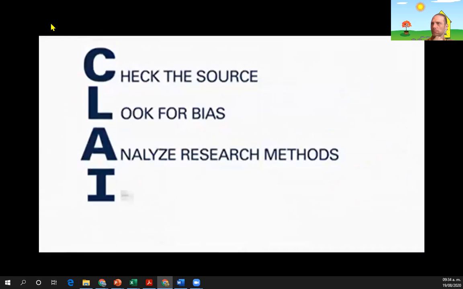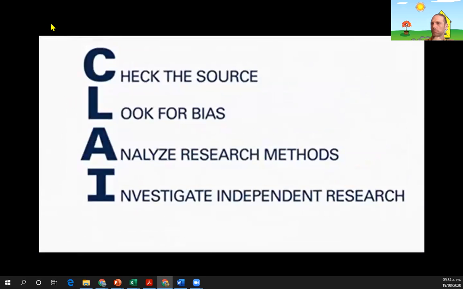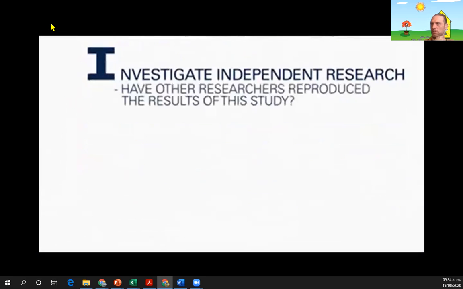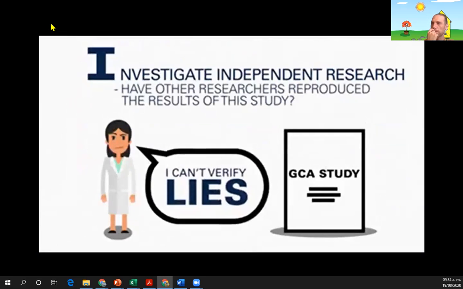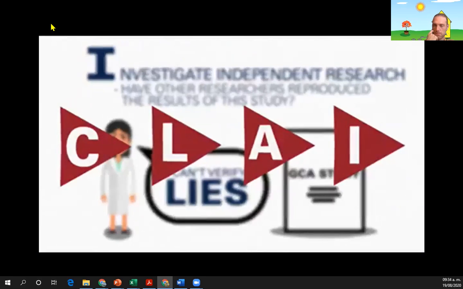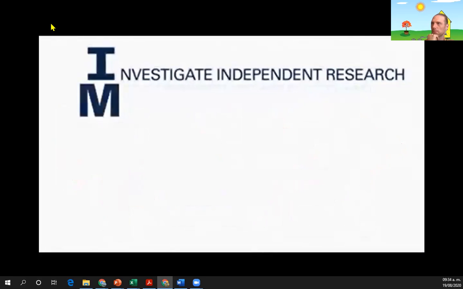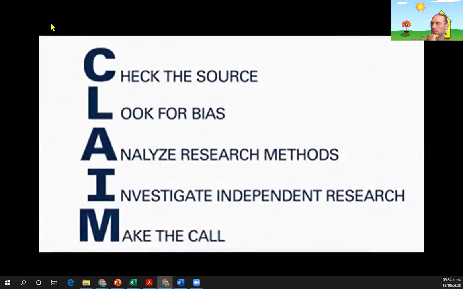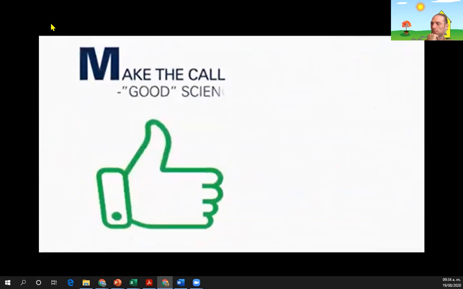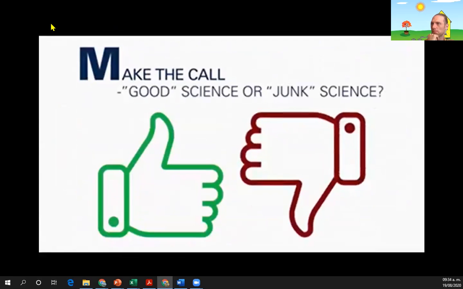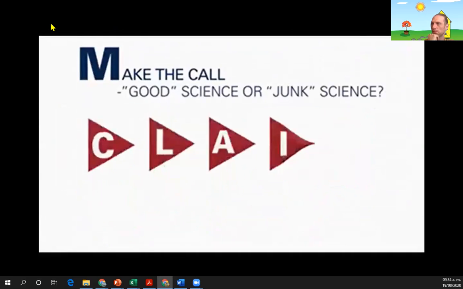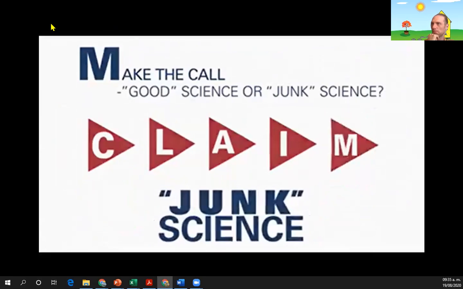The next step is to investigate independent research. Have other researchers reproduced the results of this study? Since the GCA results were faked, there could be no independent confirmation. Our fourth red flag. Finally, we make the call. Are the miracle pill claims good science or junk science? Having failed in every category of our claim evaluation, we call this junk science.